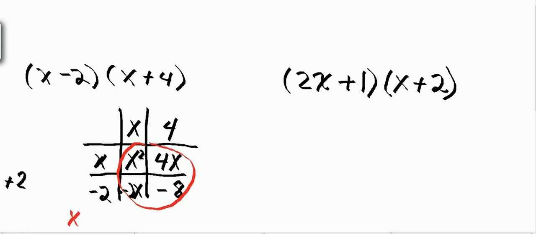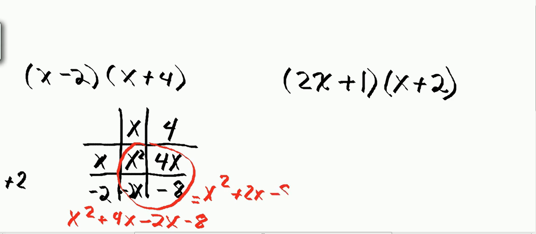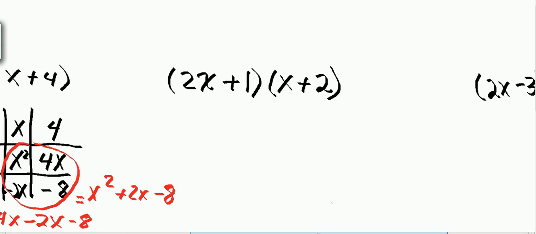So I have x squared plus 4x minus 2x. I'm just pulling out across: x squared, 4x, minus 2x, and minus 8. And I combine my inside terms, so I get x squared plus 2x minus 8. And that's my product of my polynomials. And we'll do another here.